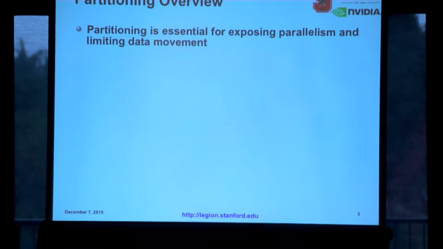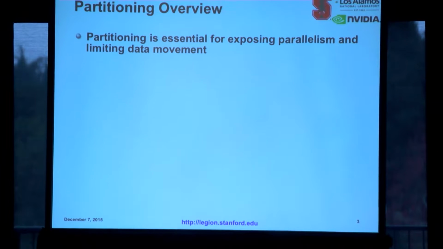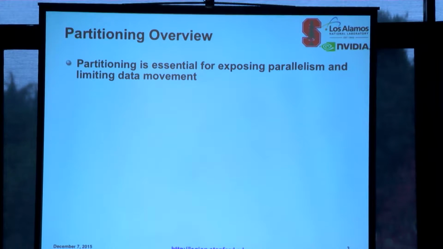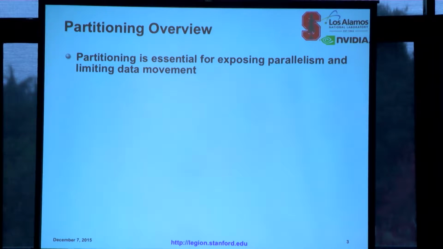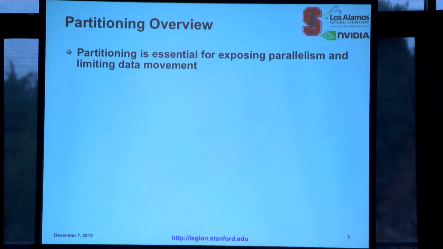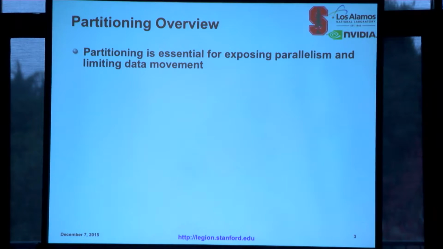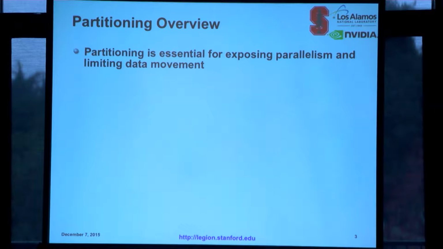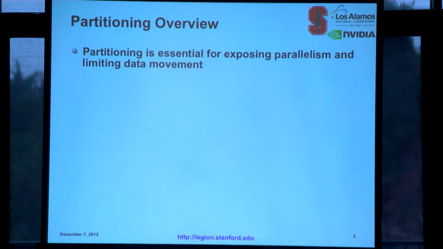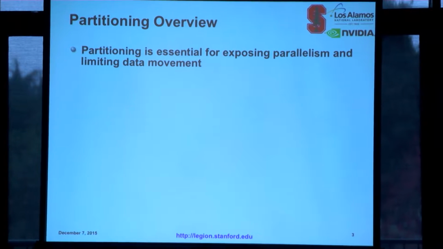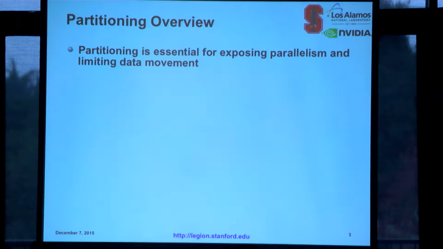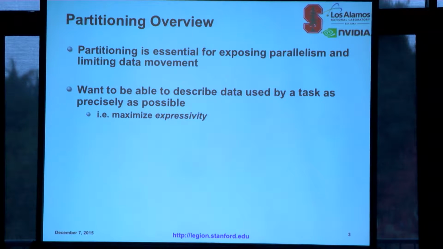As we've already mentioned, partitioning is essential in Legion applications or in Regent applications for exposing parallelism and also limiting data movement. Right? We want to be able to talk about things that are disjoint from each other and to determine when two tasks are independent and can be run in parallel. And we also want to be able to say what data we're going to access so that we only have to move the data that's needed for that task. And so we want to be able to precisely describe the data that's used by a task.